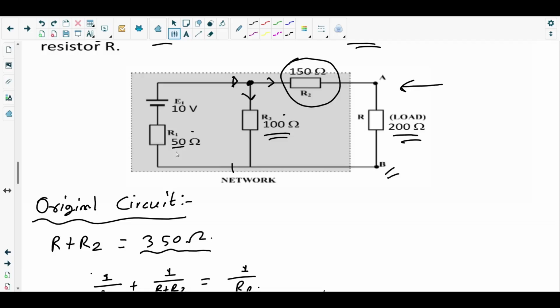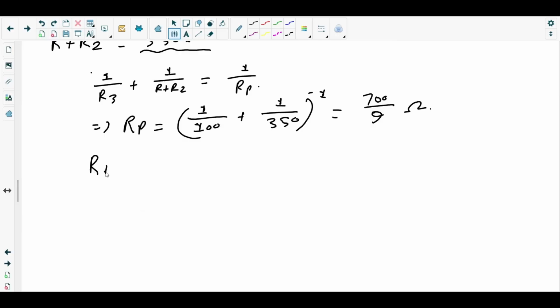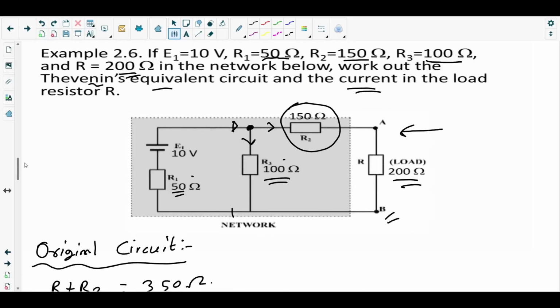Now the only remaining resistor is the 50 ohm resistor, which is in series with the combination on the right hand side, right? So 50 plus that much. So we got the total resistance R total for the circuit: 700 over 9 plus the 50 ohm resistor. So 700 over 9 plus 50, so 1150 over 9 ohms. Okay, we got the total resistance.